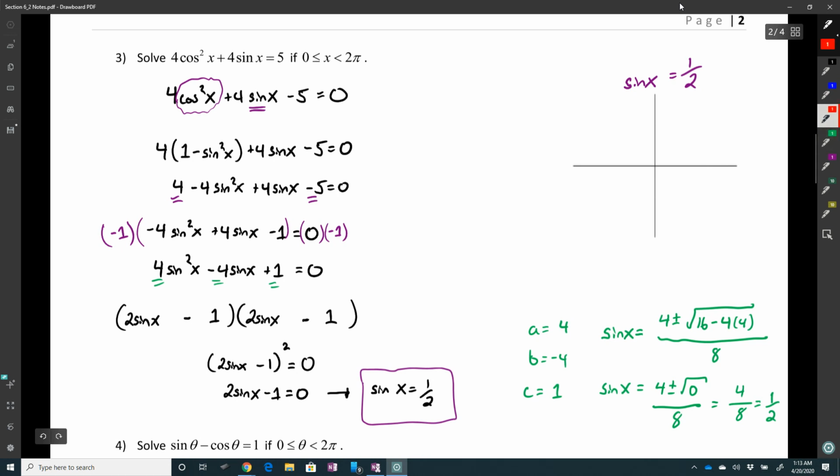So you can use the quadratic formula if you want. Notice that you just get one solution. But sine of x equals 1/2, sine of x equals 1/2. It doesn't matter how you approach it. But if you don't like factoring, that's the way to go.